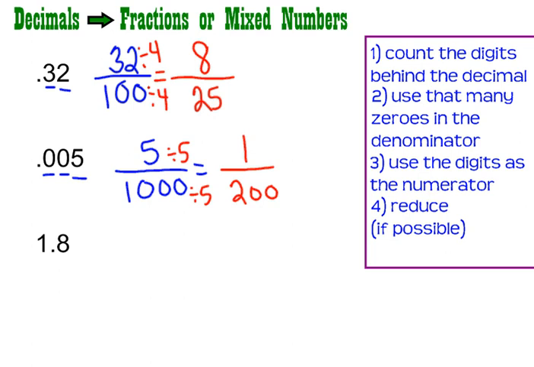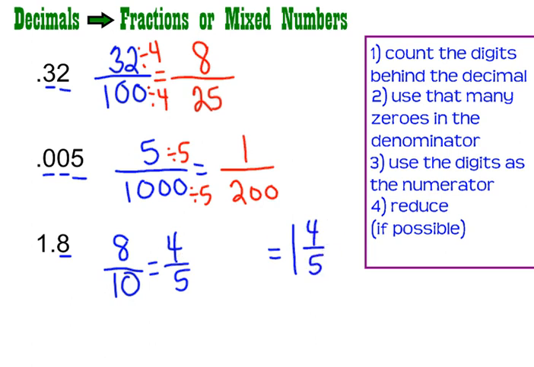This last question is an example that will be a mixed number. How can I tell that it's going to be a mixed number? Because I've got a whole piece out here. So my answer is going to be 1 and some fraction. Well, let's just deal with the fraction. Count the digits behind the decimal. There's 1. So that means on the bottom there will be 1 zero. 0.8 is 8/10, and hopefully you also know that 0.8 is 4/5. That's one of the ones you had memorized. So your final answer should be 1 and 4/5.